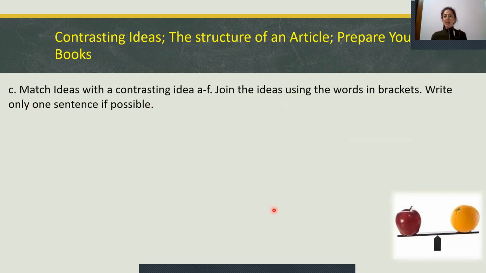Now we are in part C on page 113, on the same page. First, you are matching the ideas with a contrasting idea from A to F. Then you are joining the two sentences together. But if it is possible, you will make only one sentence combining these two sentences. Okay, first you will do, then I am telling the answers here.